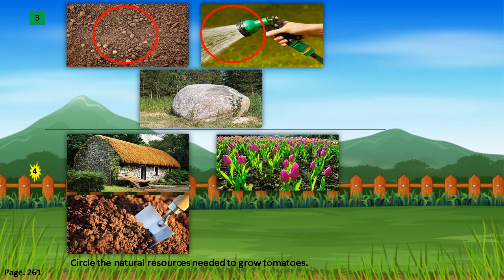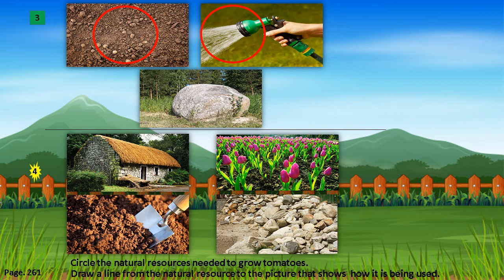Now, for question number 4, we have to take a look at these 4 pictures and to draw a line from the natural resource to the picture that shows how it is being used. Well done! Let's draw a line from the rock structure to the pile of rocks. And let's draw a line from the flowers to the soil. Keep in mind that natural resources enable living things to meet their needs. And in the case of these pictures, they enable people to build a shelter, and they enable the flowering plants to live and grow.